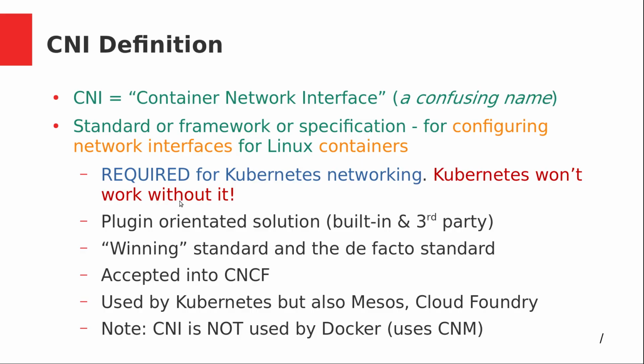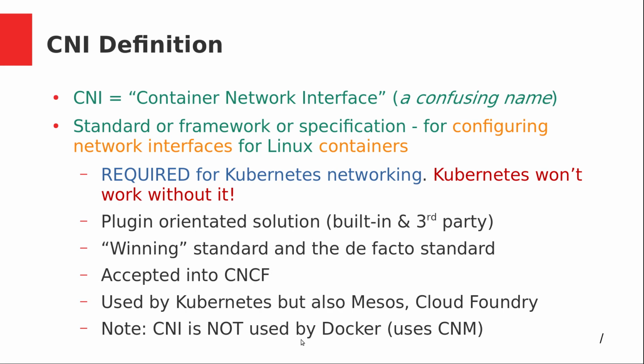So let's go back. What is CNI? It stands for Container Network Interface. And the reason it's called that is because technically this standard is about configuring network interfaces for Linux containers. But really, it's about enabling networking for container orchestration, including Kubernetes. So it enables networking for Kubernetes. And Kubernetes won't even work without it. And it's the winning standard. It's used by Kubernetes and others.